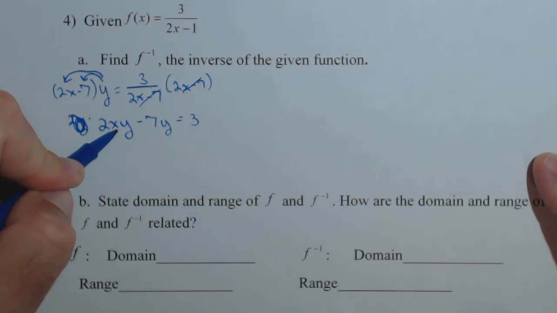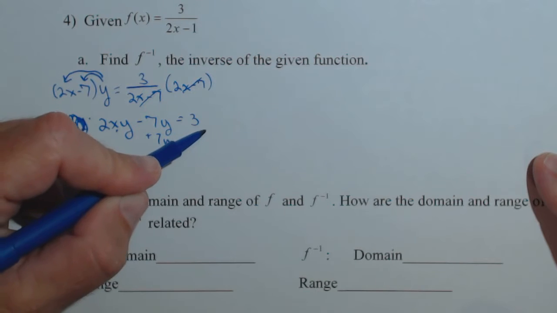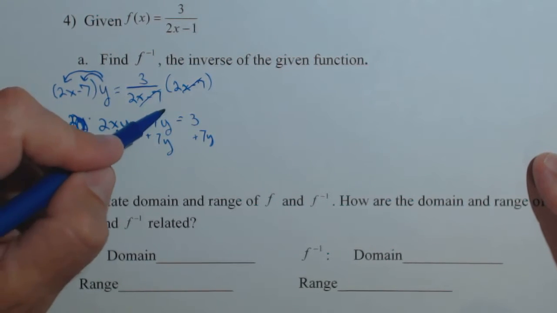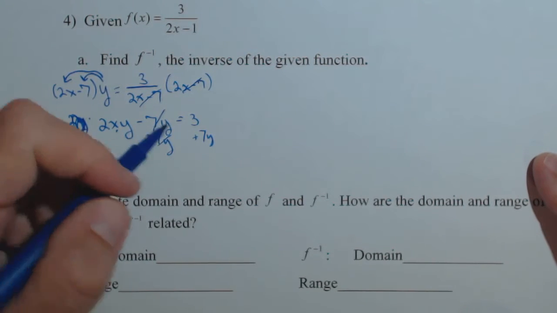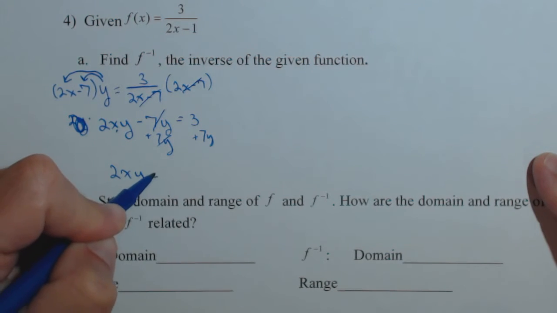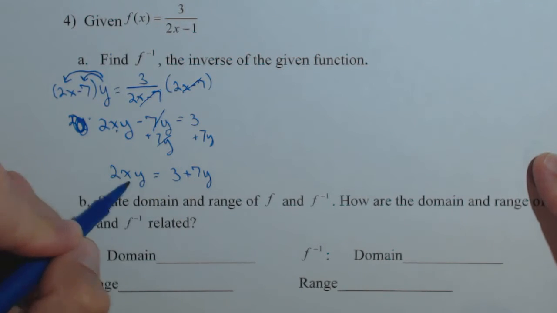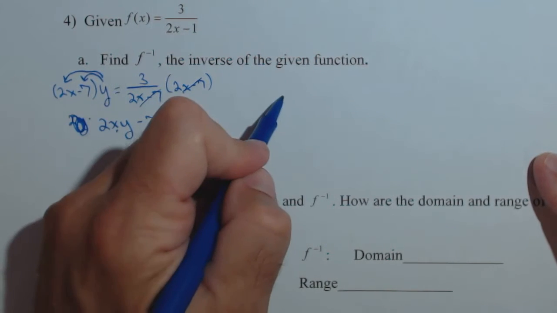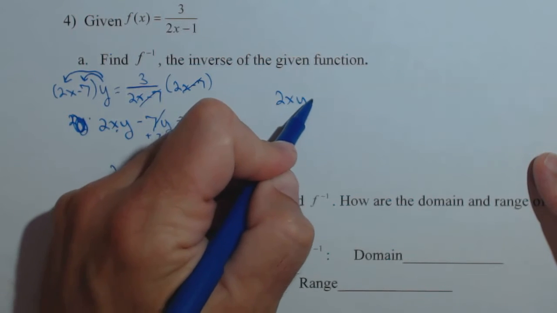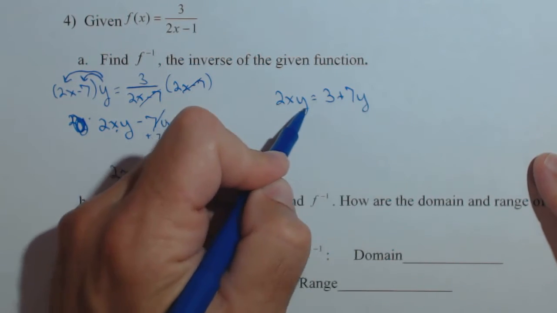Again, the goal is to solve for x. We're going to isolate it. So we're going to add the 7y to both sides. Gets rid of it over here. And what we have now is 2xy equals 3 plus 7y. We're almost there. We're just going to divide by the y, but I'm going to rewrite it up here. So 2xy equals 3 plus 7y.